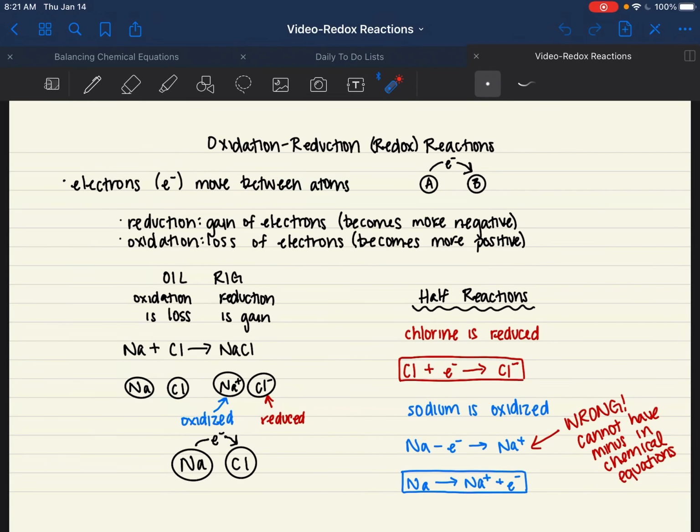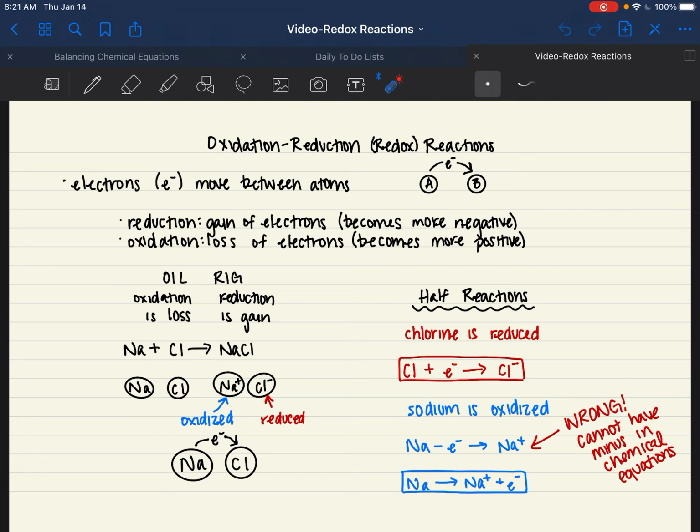In this video, we're going to introduce oxidation-reduction reactions. You might also see or hear these called redox reactions. It's the same thing, it's just a shorter name. The basic gist of this is electrons are moving between atoms.